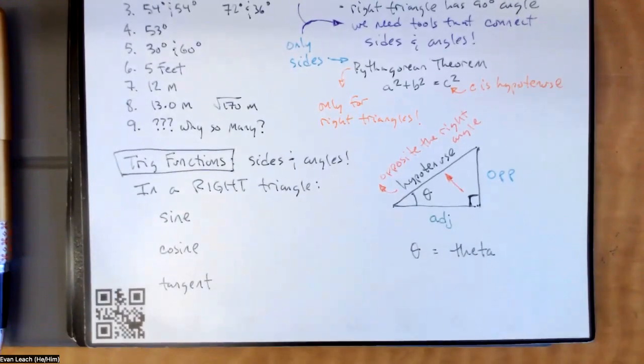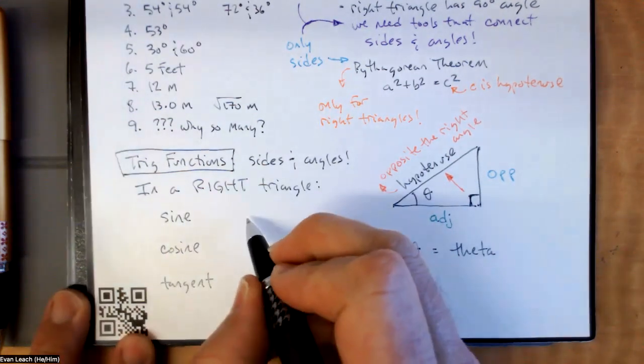So our three trig functions, there are more. Our three favorite trig functions are sine, cosine, and tangent. And each one has a three-letter abbreviation. For sine, we write sin.